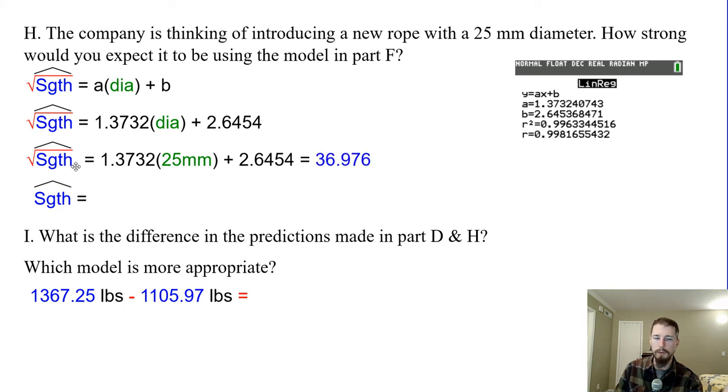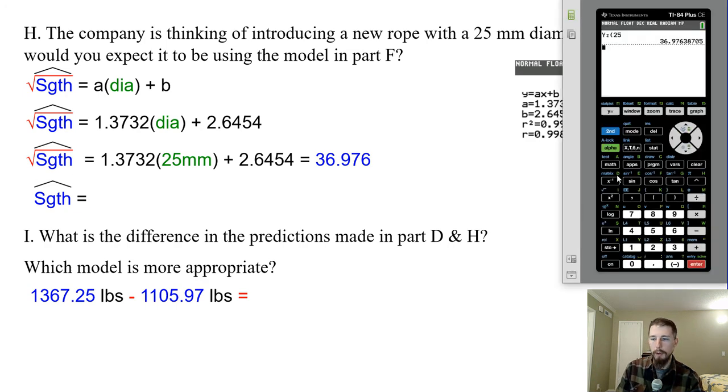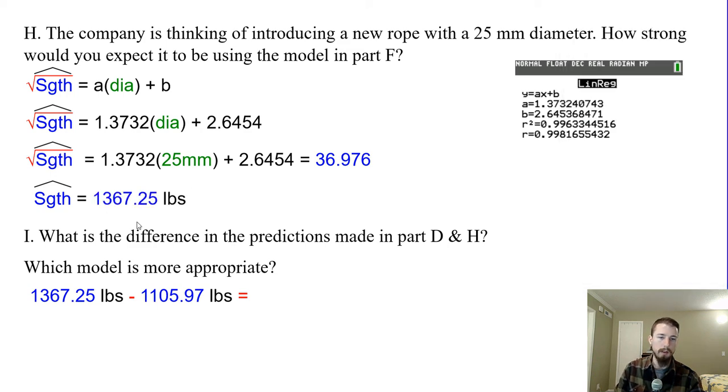If that's what the square root of the predicted strength is, I want just the normal strength in kilos, not square root of a kilo. That's a weird unit. So how do you undo a square root? Well, we have to re-square it when we're done. Take your value, square it, and that'll give us our actual predicted strength using our new model, which is much more appropriate because it's been re-expressed to make it straight in this case.